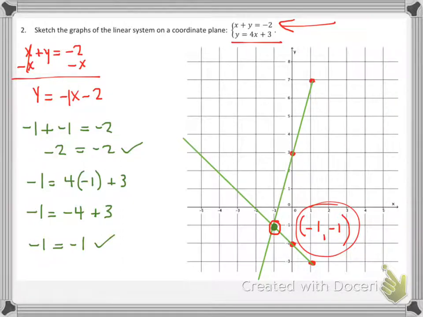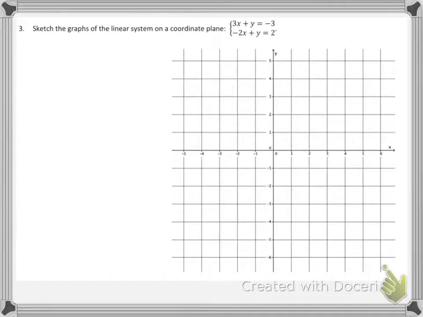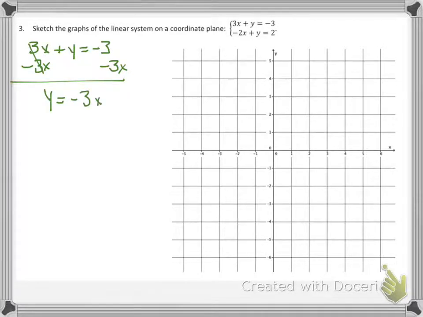All right, let's try number 3. We have standard form again, so I'm going to change standard form into slope-intercept form. Let's see, 3x plus y equals -3. We're going to subtract 3x from both sides, and that gives us y equals -3x minus 3. And then we can graph that.